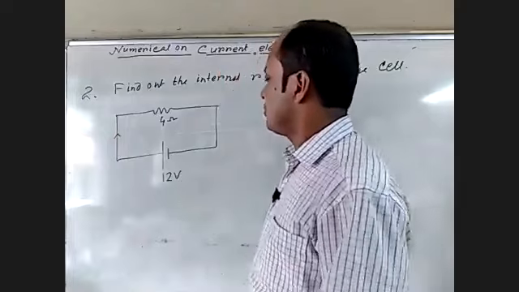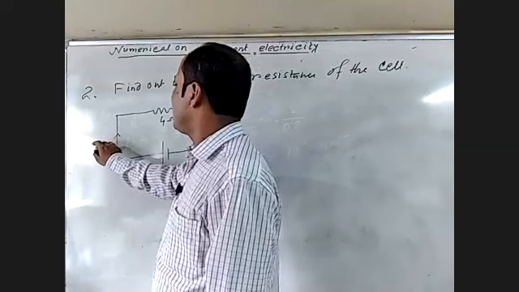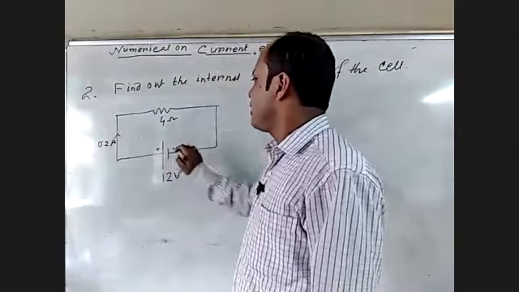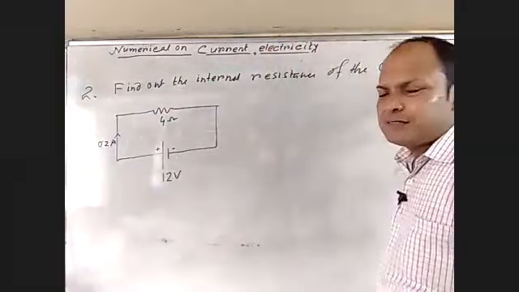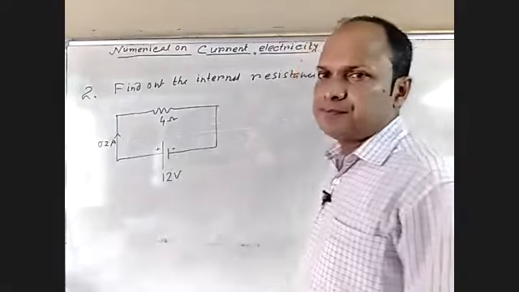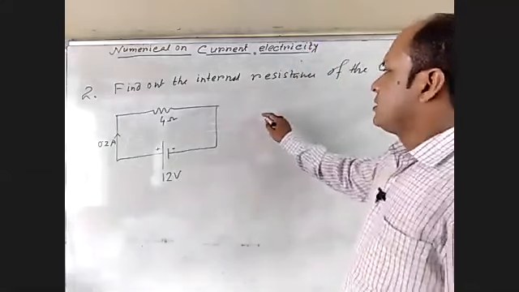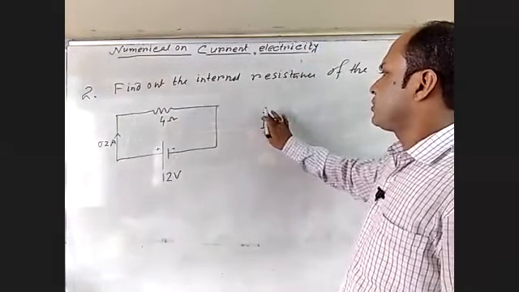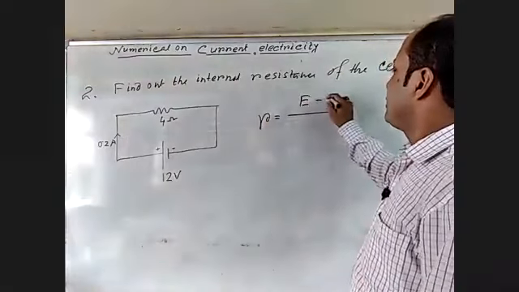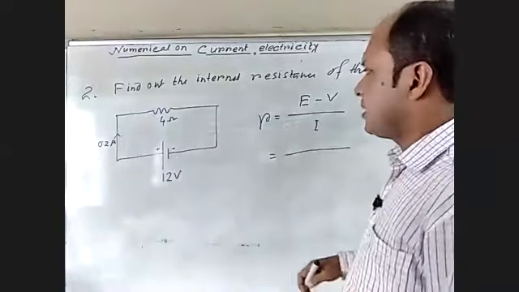Sorry, there is no 12 volt. 0.2 ampere current is flowing through the wire. Now you are asked to find the internal resistance of this cell. How can you find it? The formula is very simple. Small r equals E minus V divided by I. Okay, E minus V divided by I.